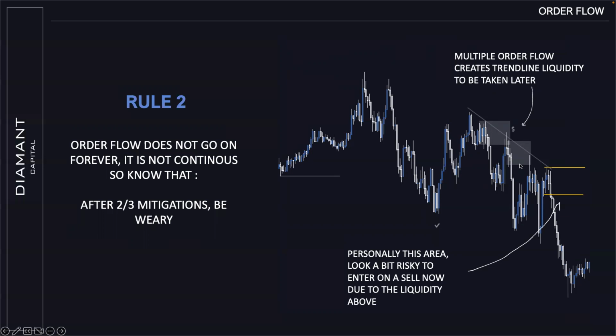But if this keeps on continuing and continuing, this is the problem. You get that formation of the trendline liquidity that's going to be taken at some point. So personally, if I was to enter this again, I would not be too confident in this area, just because we have so much of this going on that it's now becoming more risky to enter a sell from that area because of that liquidity above. So that's one thing you always have to keep in mind. Personally, I always say this, anything more than 2, 3 mitigations, you have to be careful. There are times where it goes on a lot further, but it's more rare that this occurs.